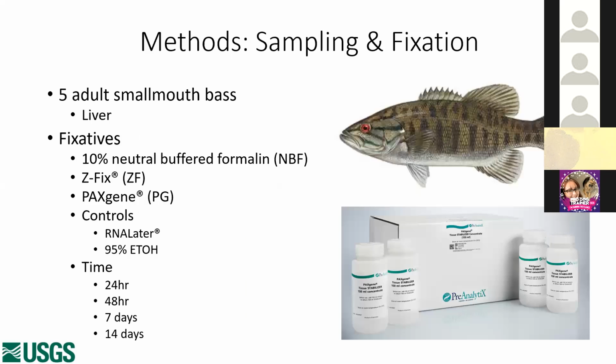So we sampled 5 adult smallmouth bass that had been reared in our laboratory, and we extracted the livers from each fish and took pieces of the liver and put them in 10% neutral buffered formalin, Z-fix, or PAXgene. Neutral buffered formalin and Z-fix both contain formalin, which can cross-link nucleic acids. However, PAXgene does not.